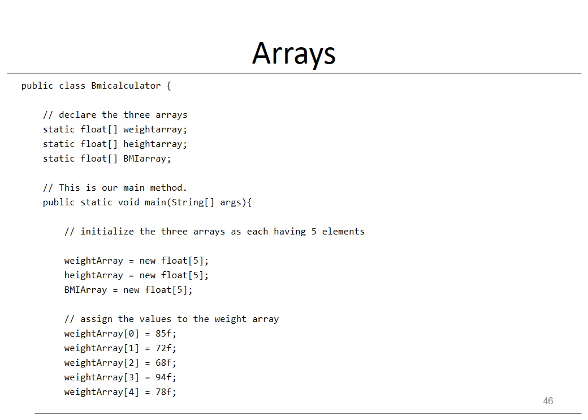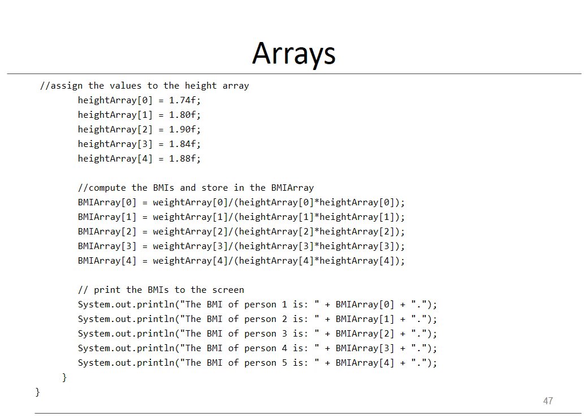Here you can see an example of a Java program using arrays to calculate the BMI for 5 people. It uses 3 arrays: weightArray, heightArray, and BMIArray, each containing 5 floating point numbers. We then assign values to the weightArray, as you can see at the bottom. We also assign 5 values to the heightArray and then calculate the values for the BMIArray, as you can see illustrated.